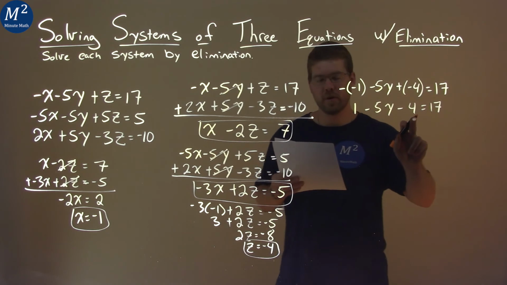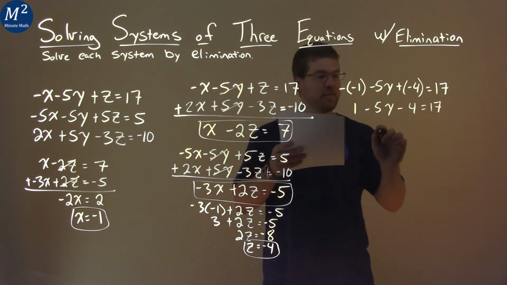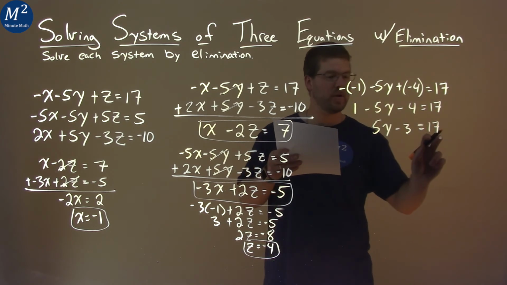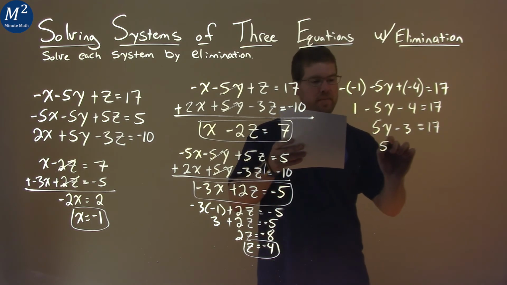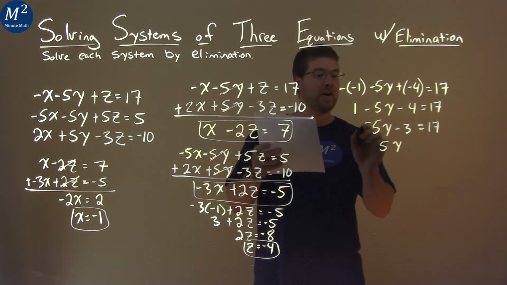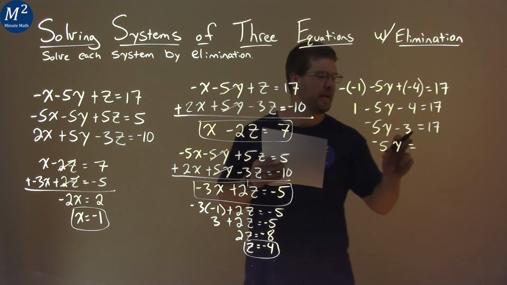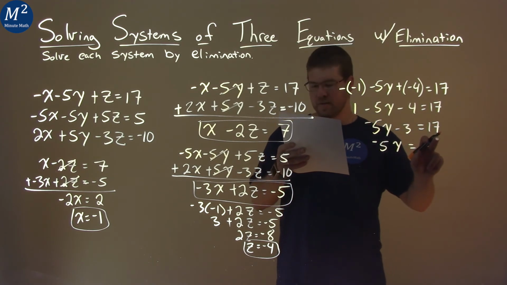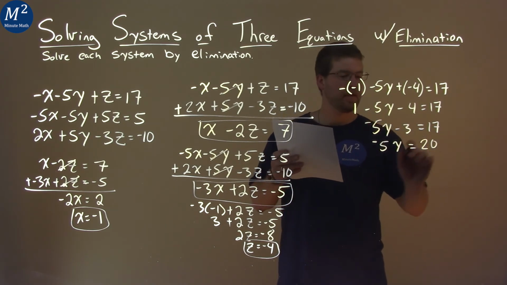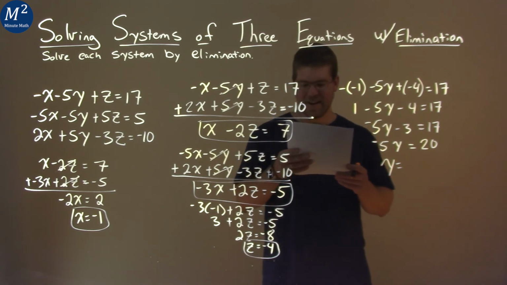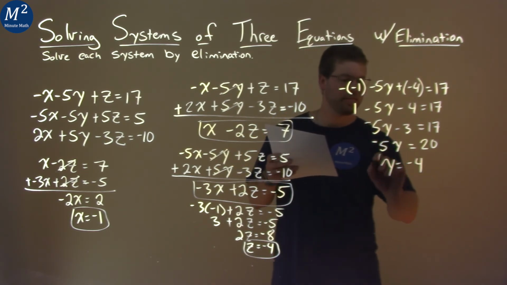1 minus 4 is a negative 3. Negative 5y minus 3 equals 17. Add 3 to both sides. Oh, it's a negative 5y. Almost forgot that, that would change the whole answer around. Negative 5y equals, adding 3 to both sides, positive 20. Divide both sides by negative 5, and y equals negative 4. You've got to be careful there.